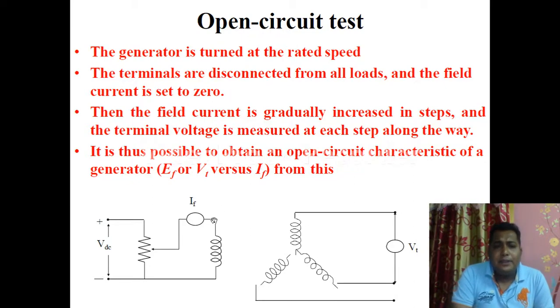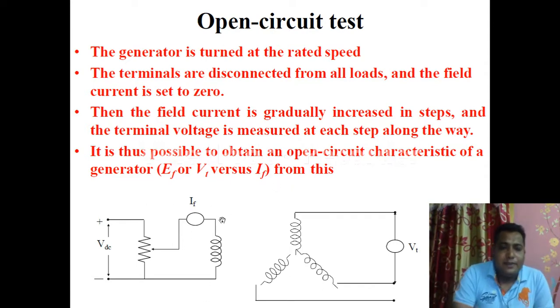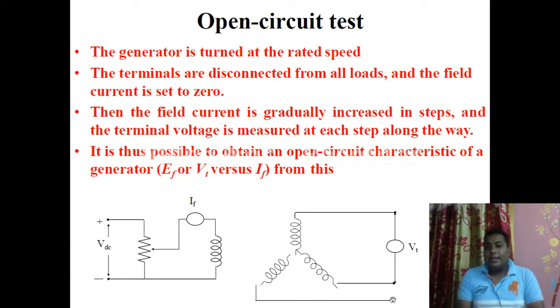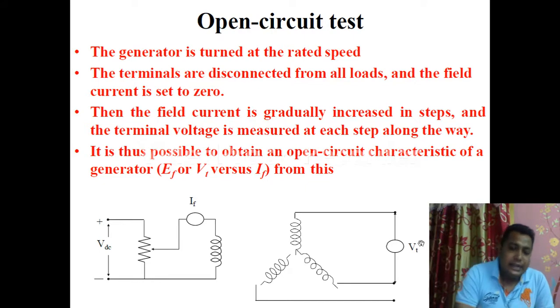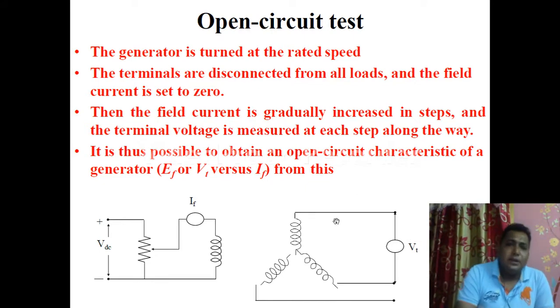Now if we supply a DC source for the generation of the magnetic field, then there is flux generation. This flux will be cut by the armature conductors on the stator, and these are the three-phase terminals of the alternator. Okay, and those alternator terminals are kept open, no load is connected, and just a voltmeter is connected to find out the terminal voltage. So this circuit is for the open circuit test.